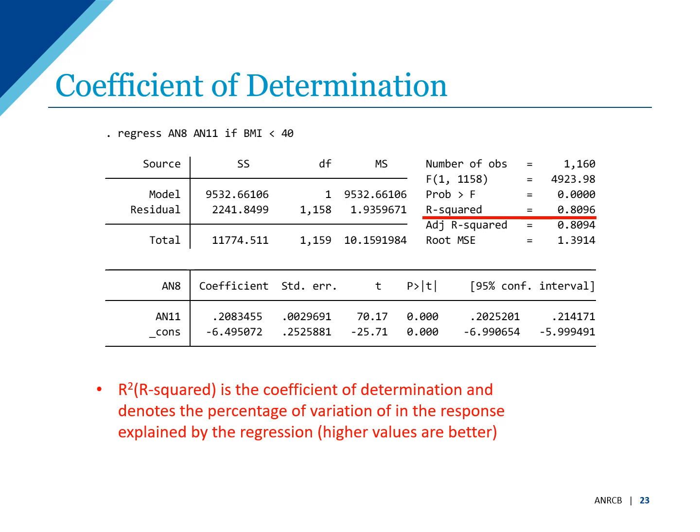R squared is the coefficient of determination and denotes the percentage of variation in the response, here weight, explained by the regression. So in this case, an R squared of 0.81 means that this model explains 81% of the variation in weight, children's weight in our sample, or essentially that height explains 80% of the variation in weight in our sample. Higher values are better in an R squared. They indicate that your model is a better fit.